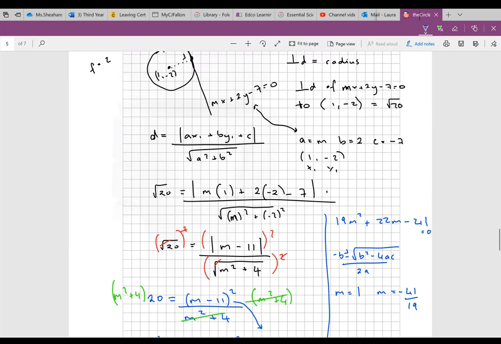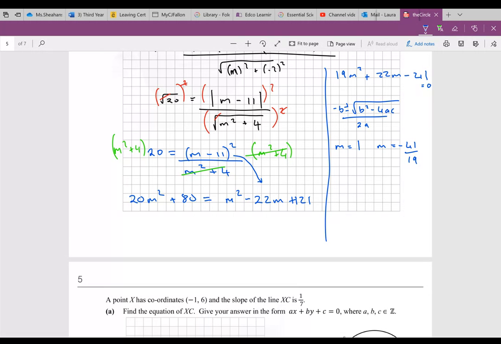So remember, your tangent was mx plus 2y minus 7. So you'll have 1x plus 2y minus 7 equals 0. Or you'll have minus 41 over 19 x plus 2y minus 7 equals 0. And you can multiply by 19 to get rid of that if you want.